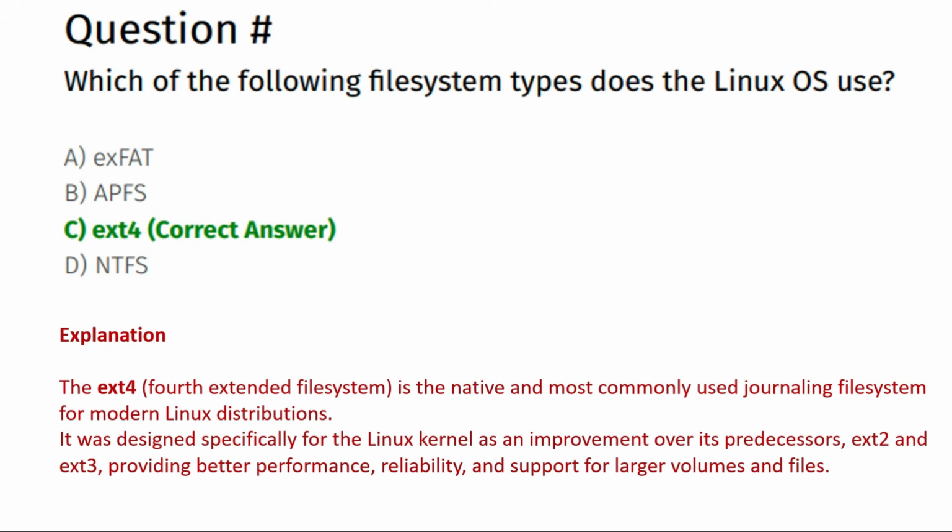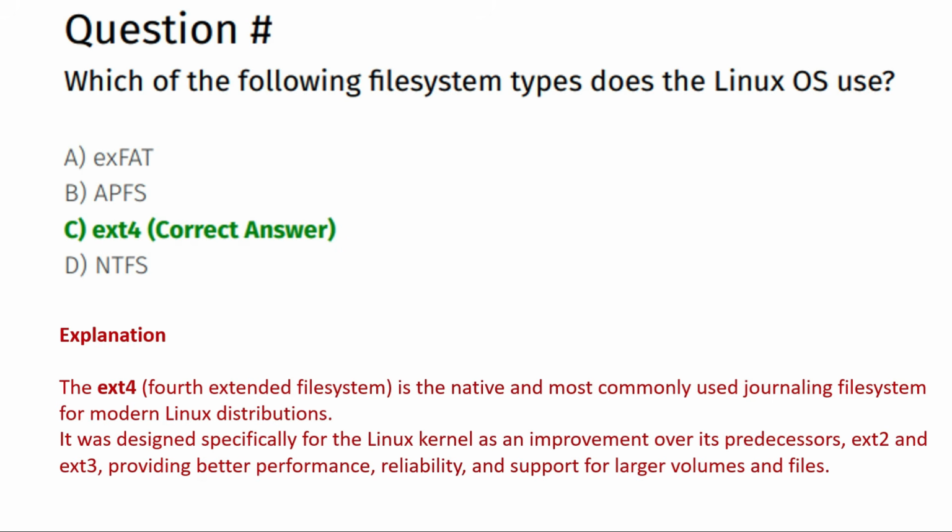The next question is, which of the following file system types does the Linux operating system use? Option A, exFAT, option B, APFS, option C, ext4, option D, NTFS. And the correct answer for this question is option C, ext4, fourth extended file system. So let's check the explanation.